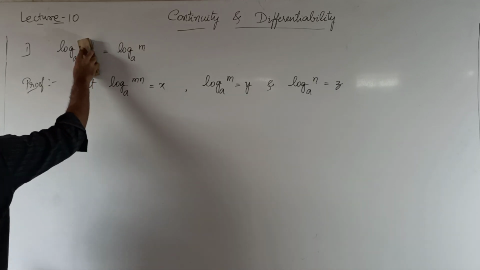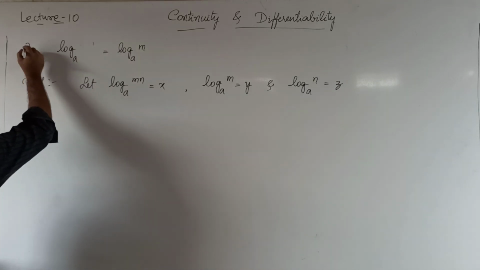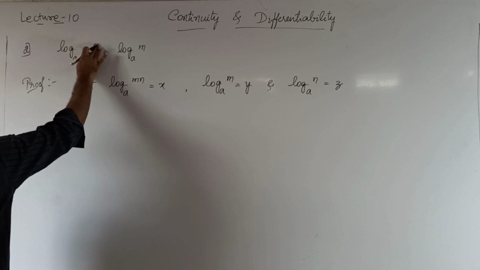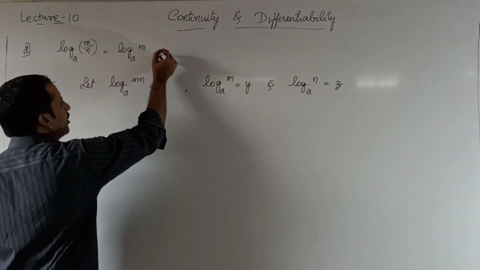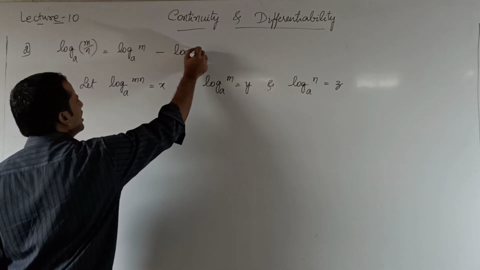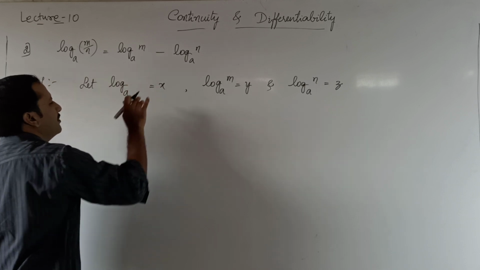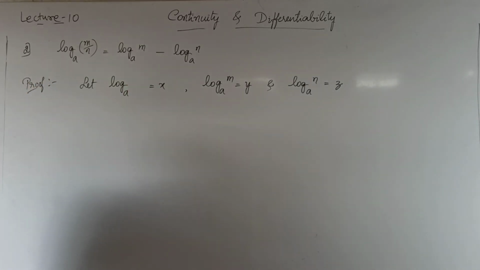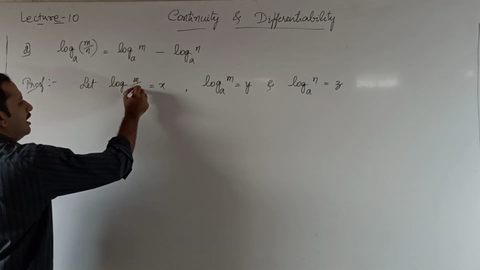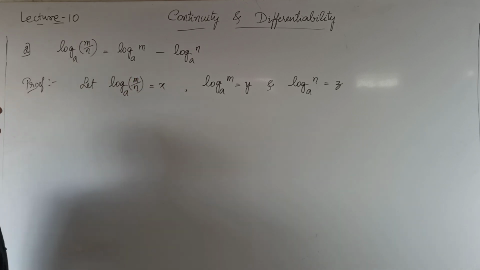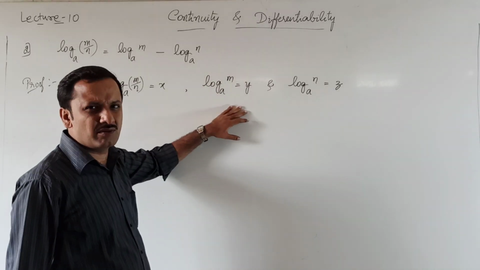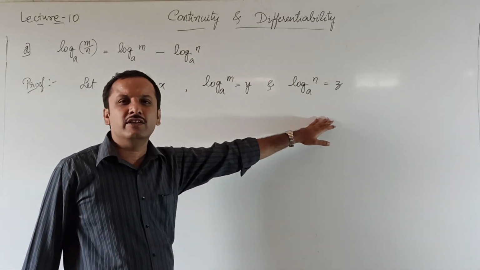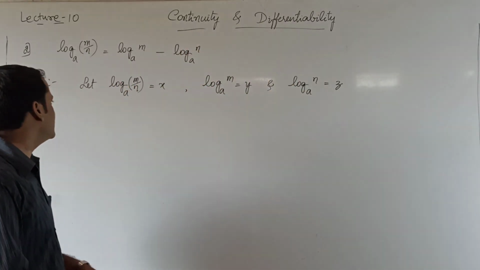The second property is log m by n to the base a is equal to log m to the base a minus log n to the base a. The proof of this is very similar to the previous one. I'll take log m by n to the base a is equal to x, log m to the base a is equal to y, and log n to the base a is equal to z.